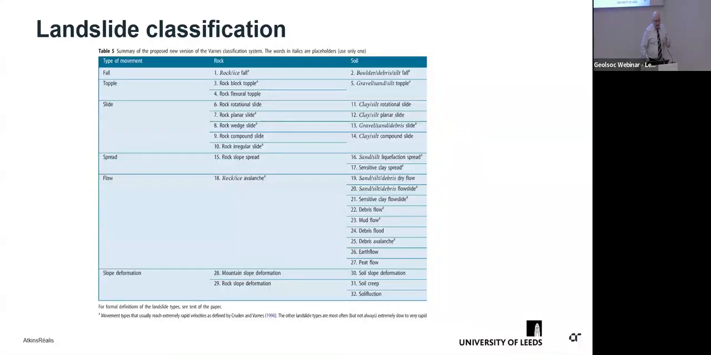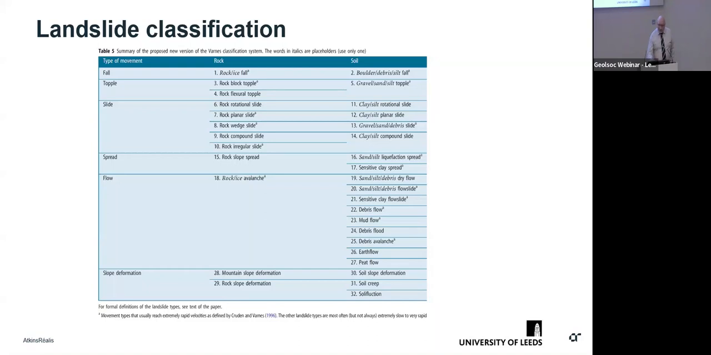So the classification scheme itself allows us to look at movement types: falls, topples, slides. We can also look at flows, spreads, and then we've got a type of movement, slope deformation, which we don't see very much of in the UK. I wouldn't say it's entirely absent, but that kind of mountain slope deformation, for example, is more associated with high mountains. I'm not aware of any examples of it in the UK, but that could be a lack of knowledge. And I look forward to being corrected if anyone is able to do so.